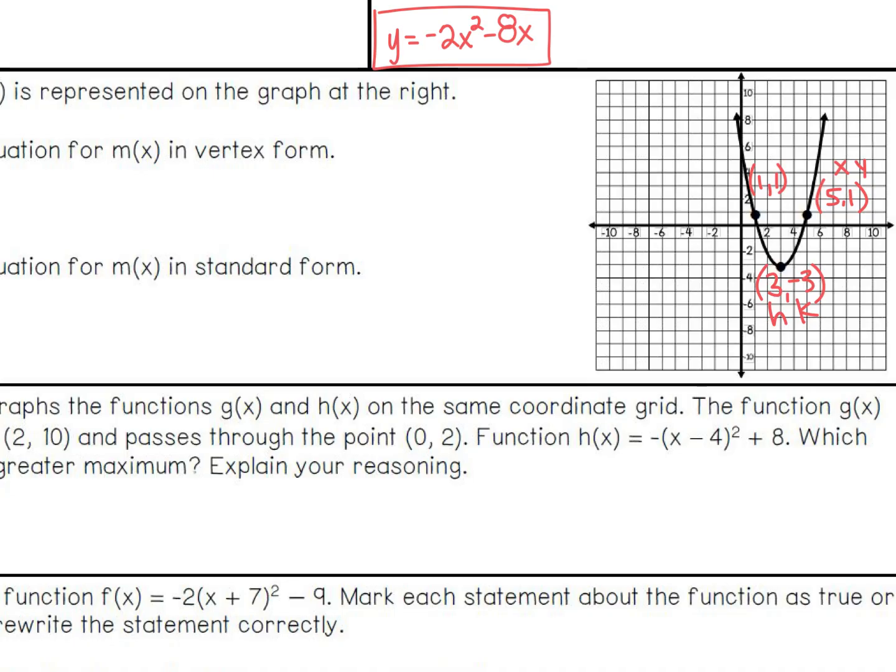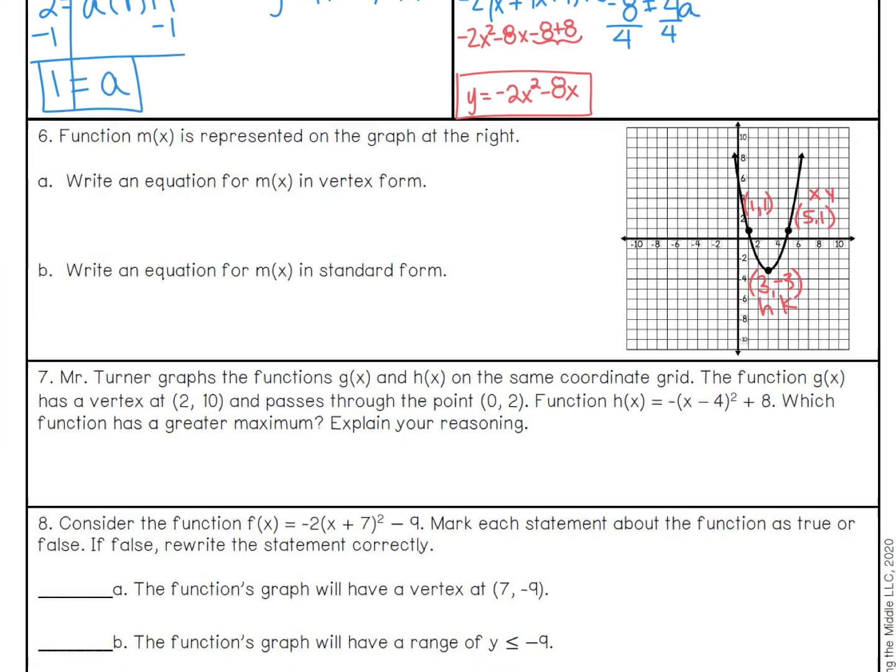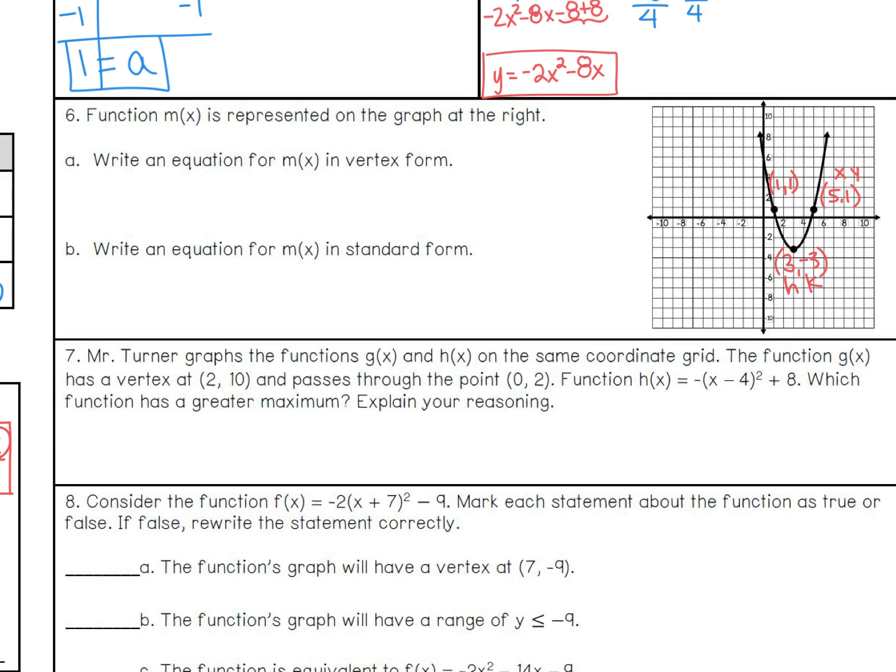So when we set this up, let me make sure I can get it all to fit, right? So we have 1 as our Y equals, we don't have A, X is 5, H is 3, so minus 3, quantity squared, K is a negative 3. So remember, 5 minus 3 is 2, 2 squared is what? What's 2 squared?